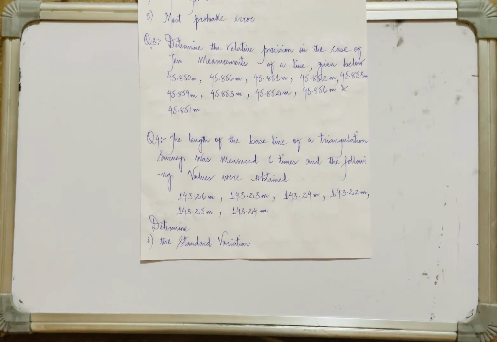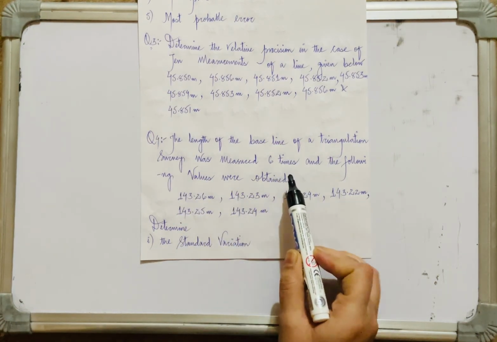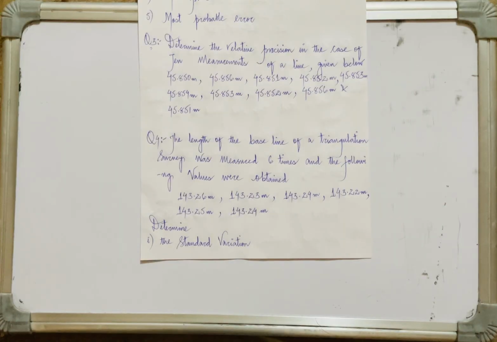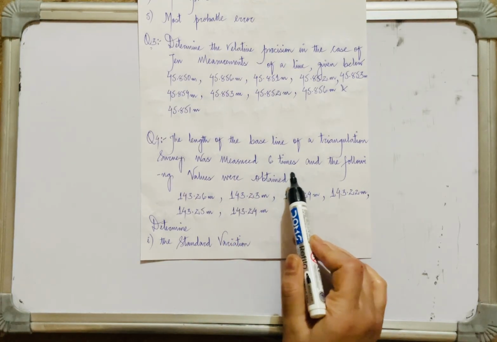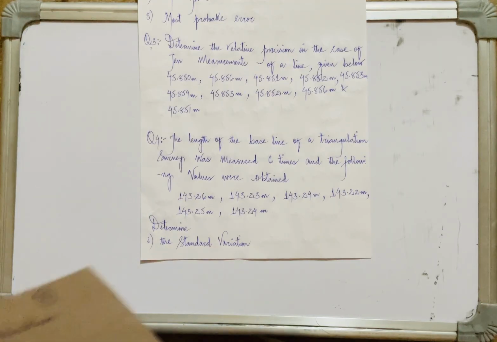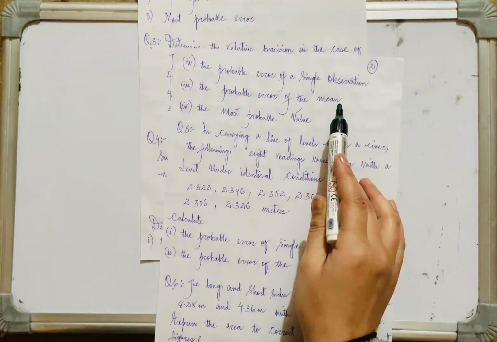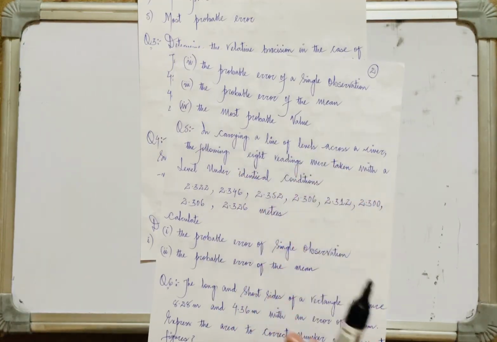All right, this is question number 4, and it says the length of the baseline of a triangulation survey was measured 6 times and the following values were obtained. We have to determine the standard deviation, the probable error of a single observation, the probable error of the mean, and the most probable value. All right, so let's do this.